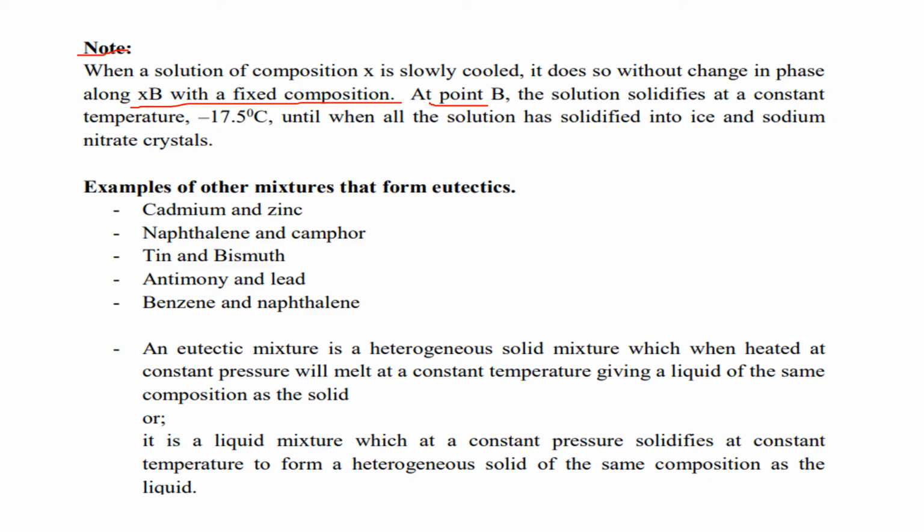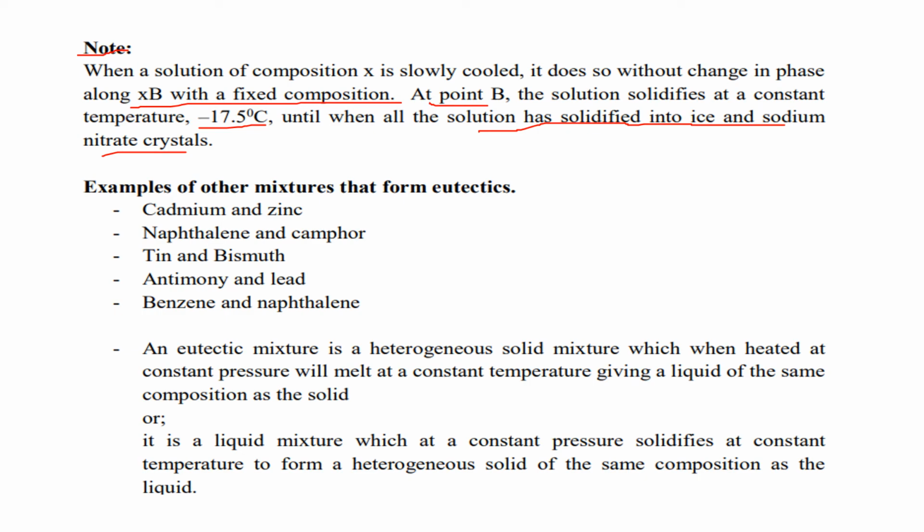If you are asked to define a eutectic point, it is a point where the liquid mixture solidifies to form a heterogeneous solid mixture. But you are going to look at those definitions differently. So our eutectic point on the horizontal line, you find that it will be negative 17.5 degrees Celsius. Now we are saying that this holds until all the solution is solidified into ice and sodium nitrate crystals.